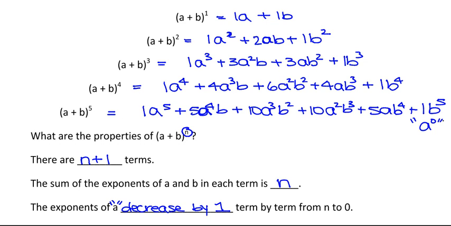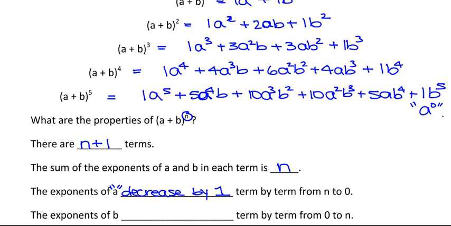Let's take a look at what happens to b. So b is invisible in my first term, and that's really because I have b to the power of 0, which again is equal to 1, so it's invisible. Then I have b to the power of 1, 2, 3, 4, 5. This triangle is full of patterns. So the exponents of b increase by 1, starting at 0 and going to n.